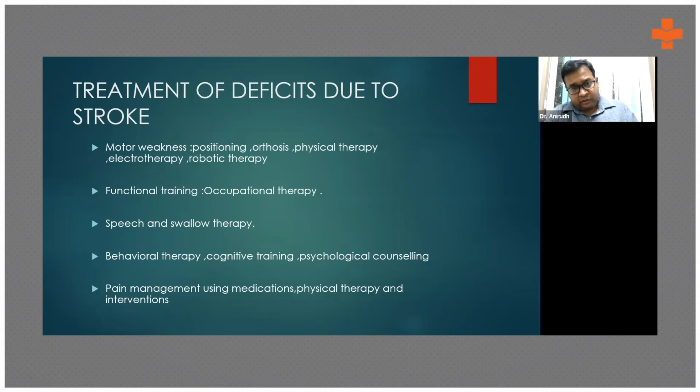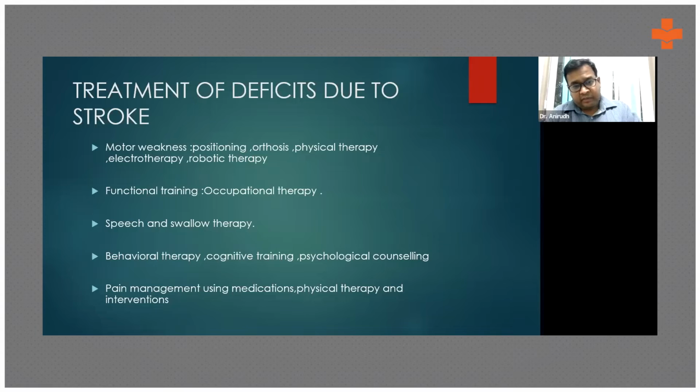Again, patients who have a tendency to go into the flexor synergy of the upper limb, their fingers and all will go into a flexed position. So for those patients, we need to use a WHO or wrist hand orthosis to keep the fingers and the wrist in the neutral position. Positioning is important because we should always keep the limbs in such a position that the spastic muscles are stretched and the weak muscles are kept in a contracted position.